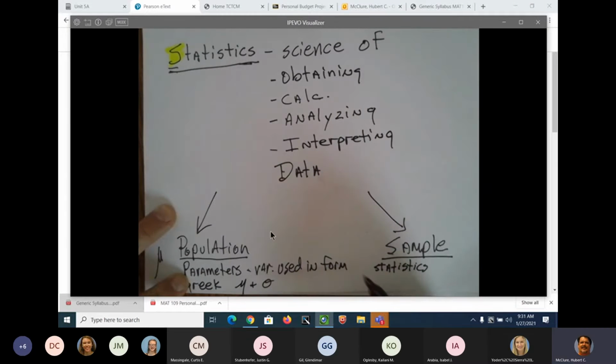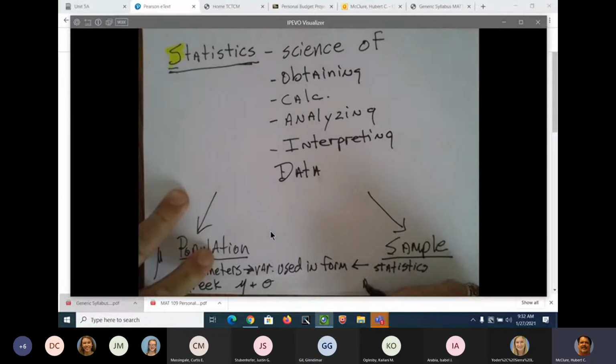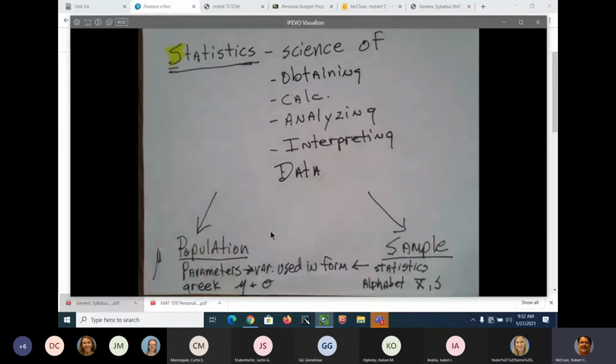And what is lowercase statistics? Variables used in the formulas for the sample. And you usually have letters of the alphabet like x bar and s. x bar is the mean of the sample. s is the standard deviation for the sample. Mu is the mean for the population. Sigma is the standard deviation for the population.